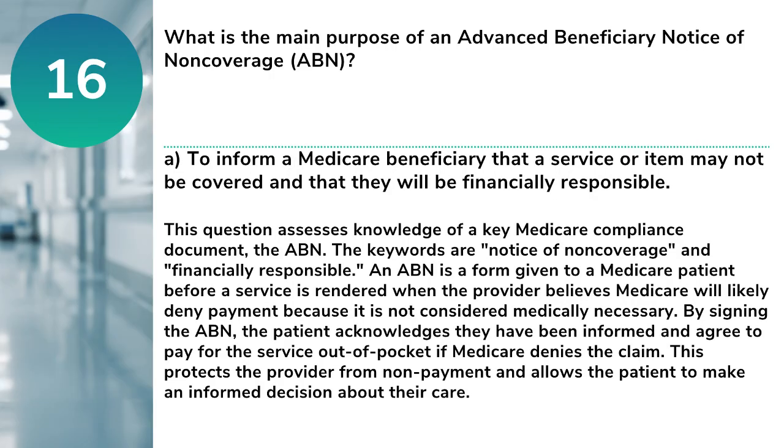Answer: A. To inform a Medicare beneficiary that a service or item may not be covered and that they will be financially responsible. This question assesses knowledge of a key Medicare compliance document, the ABN. The keywords are Notice of Non-Coverage and Financially Responsible. An ABN is a form given to a Medicare patient before a service is rendered when the provider believes Medicare will likely deny payment because it is not considered medically necessary. By signing the ABN, the patient acknowledges they have been informed and agree to pay for the service out of pocket if Medicare denies the claim. This protects the provider from non-payment and allows the patient to make an informed decision about their care.